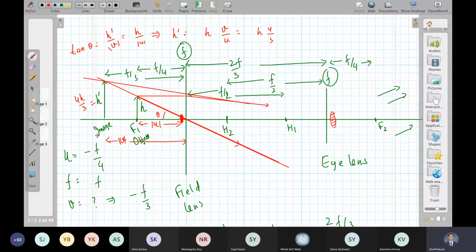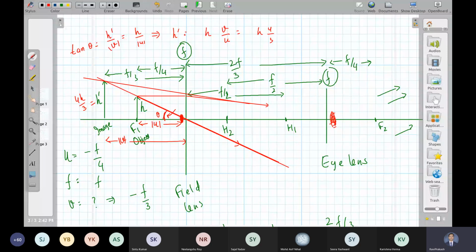How do you define what size you will get? That will depend on this angle. The angle decides it. The angle made by that object or the image on the eye tells us how big the size will be. So the same is here. What size will you see when you put the eye here, just next to the eye lens?